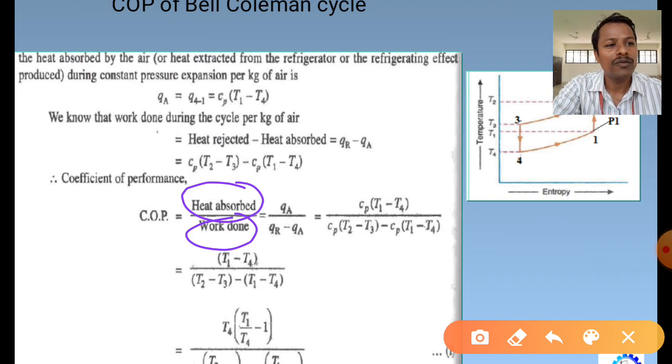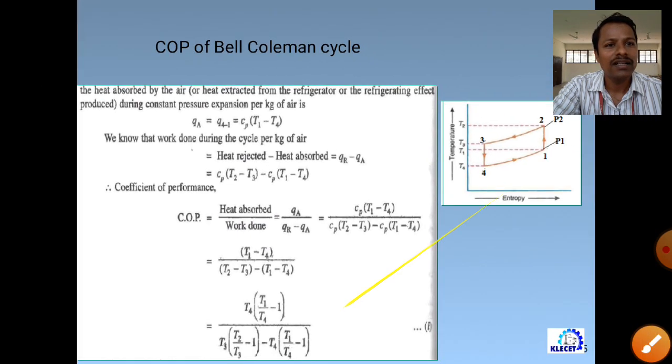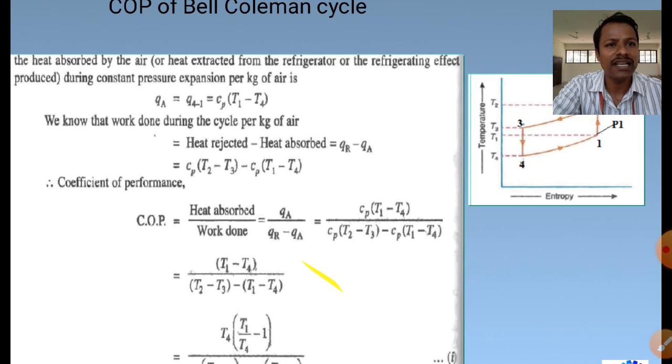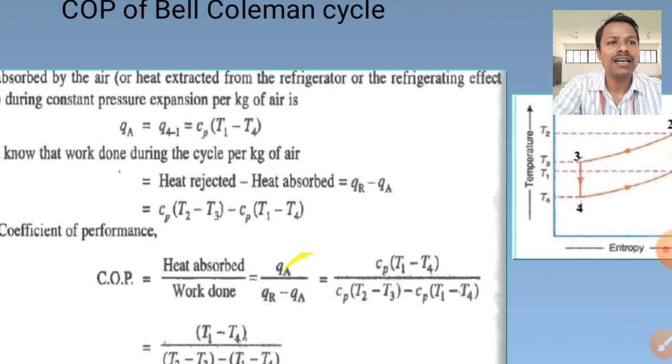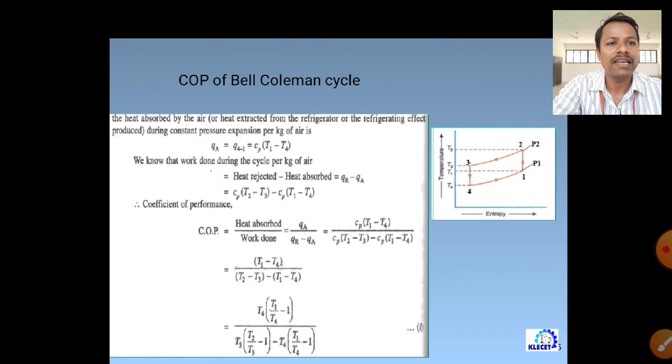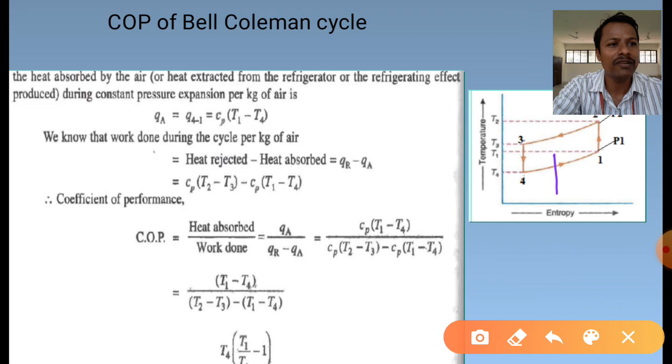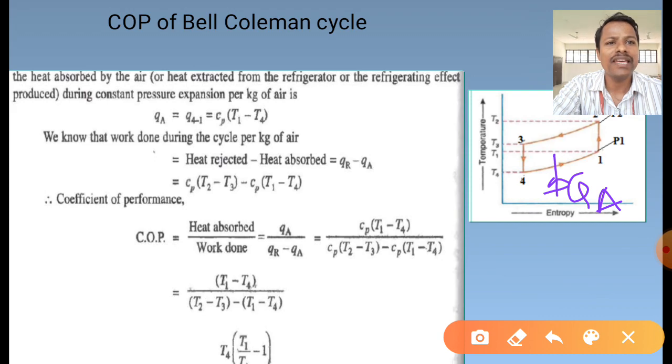So, work input we can say is nothing but heat rejected in the Bell-Coleman cycle minus heat absorbed. First, let us write the equation for refrigeration effect, that is during process 4 to 1, wherein we are absorbing heat energy. In the TS diagram it is very clear. This is the QA, that is heat absorbed, sometimes we can call it Q1 also. So, QA is Q4 to 1, that is nothing but the enthalpy H1 minus H4.